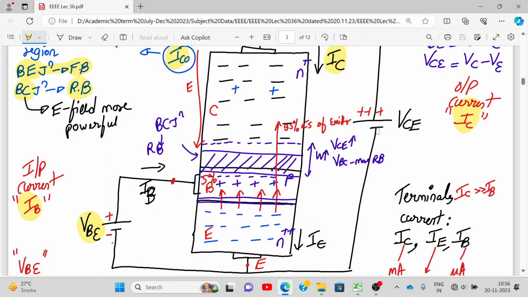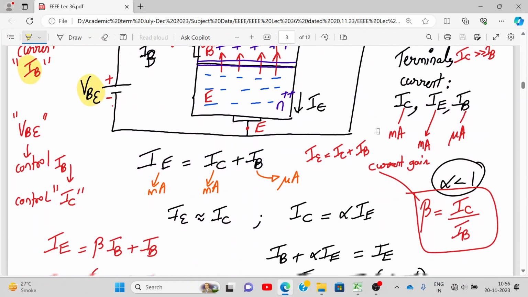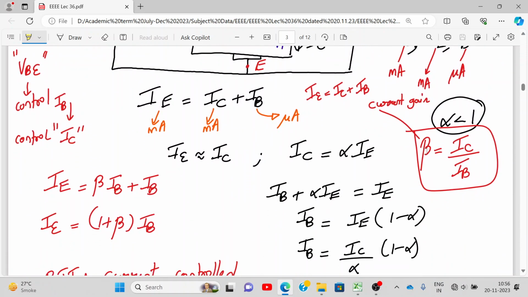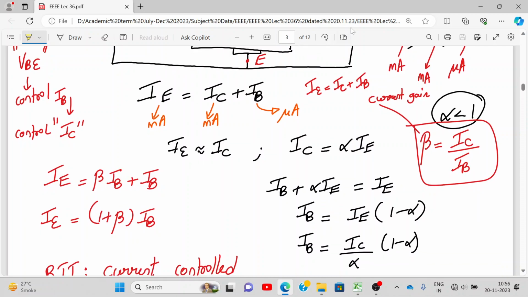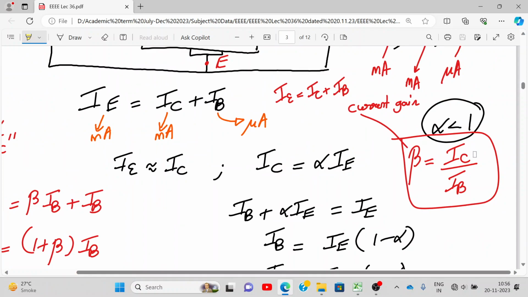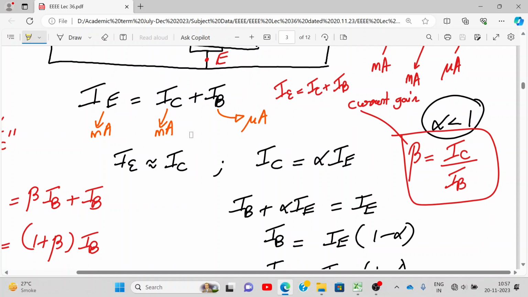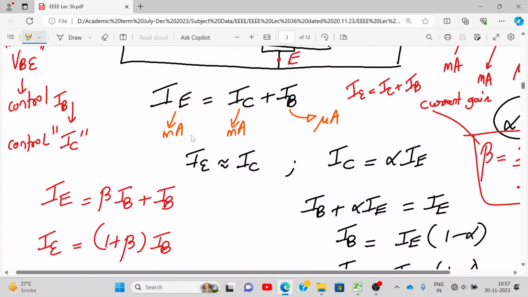Completed this? Now, write down beta. This is very important. Beta is called the current gain. It's output current upon input current. Output current is collector current, input current is base current. Also write down this expression: IE, the emitter current, is equal to base current plus collector current.